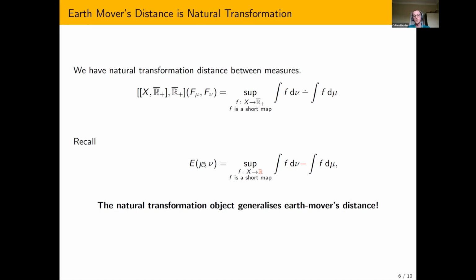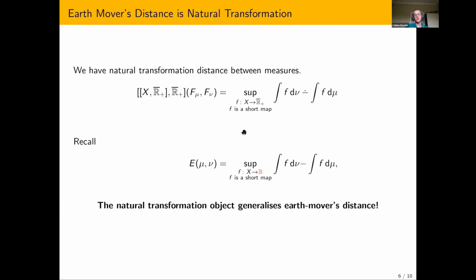So if mu and nu have the same total mass, then these are identical. But if they have different masses, you can still define this natural transformation distance, and it will give you a generalization of Earth mover's distance. So there's a natural pre-order on measures, and this also encodes that. So if mu is less than nu, in one direction your distance will be infinite, and in the other direction it will be 0.